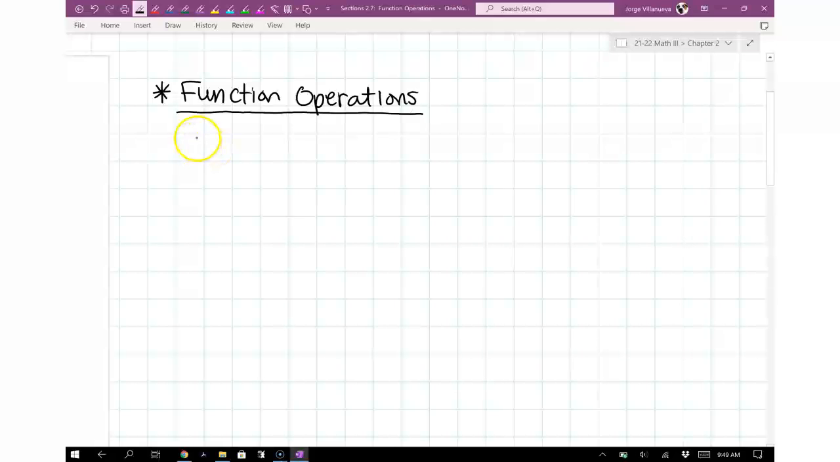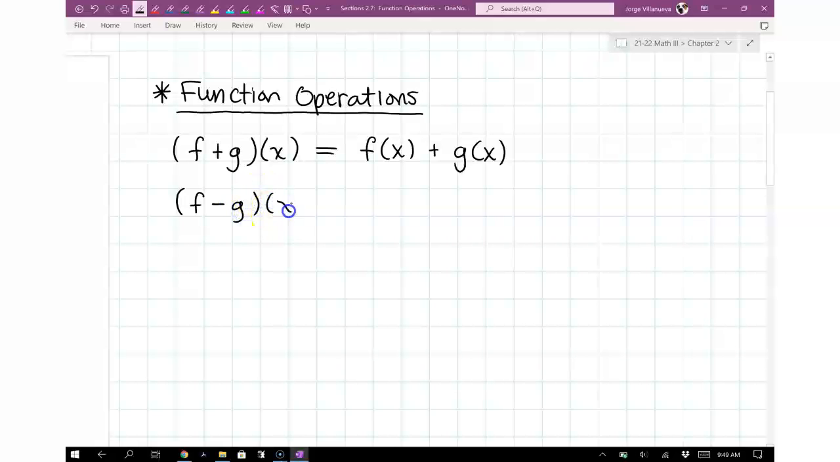Okay, if you see f plus g of x, what that basically means is f of x plus g of x. So you're just going to take the f function and the g function and put them together by adding them. Okay, so that's one of the four function operations. Here's another one: f minus g of x. Well, that's just f of x minus g of x.